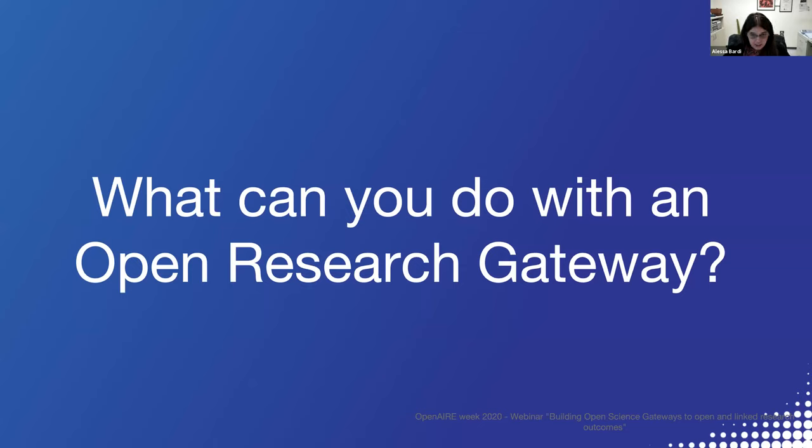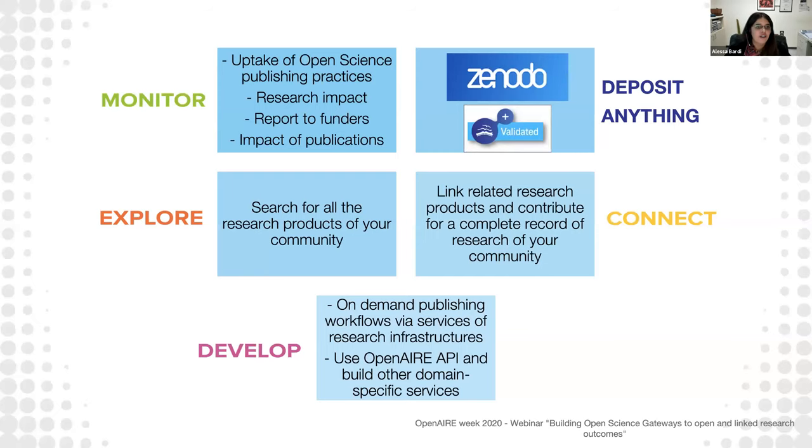So what can you do with an open research gateway? You can monitor the uptake of open science publishing practices in your communities or research infrastructure. You can monitor the research impact. You find tools for the reporting to funders. And you can also view the impact of the publications of your communities.